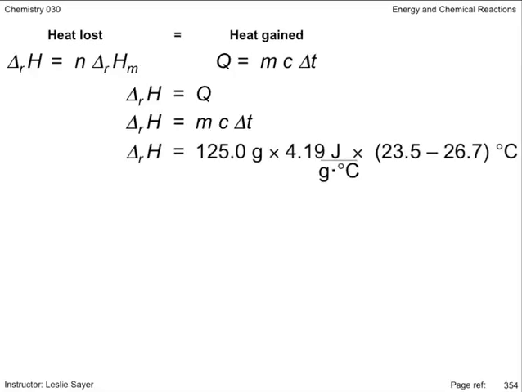The mass of the water is determined by the combining of a 50 milliliter solution and a 75 milliliter solution to form 125 milliliters of the reaction mixture. Since we assume these mixtures share the properties of pure water, they have a density of 1 gram per milliliter. Therefore, 125 milliliters translates to 125 grams. We use the specific heat capacity of water found in your data book.